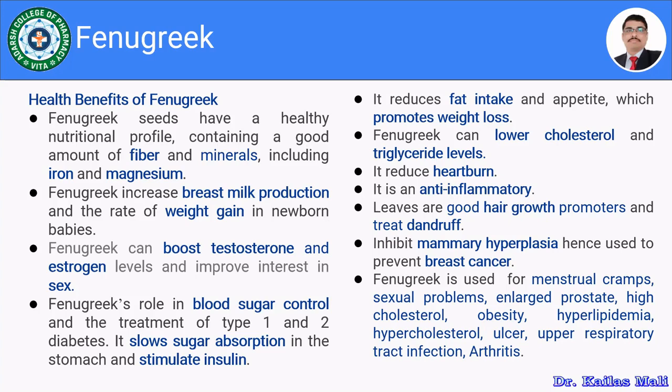Then the leaves of the fenugreek are a good hair growth promoter, and it is going to treat the dandruff. If you can see the topical applications of the fenugreek, it is going to promote the hair growth as well as reduce the dandruff. It inhibits the mammary hyperplasia, hence used to prevent breast cancer. So whatever the fenugreek products are there, they are going to inhibit the mammary hyperplasia and hence used to prevent or to treat breast cancer.